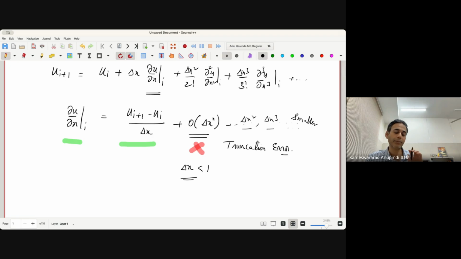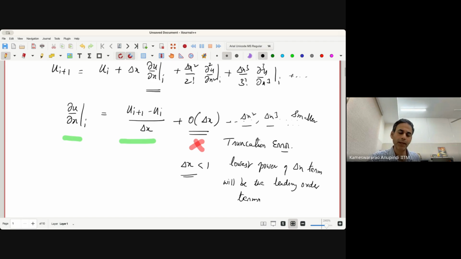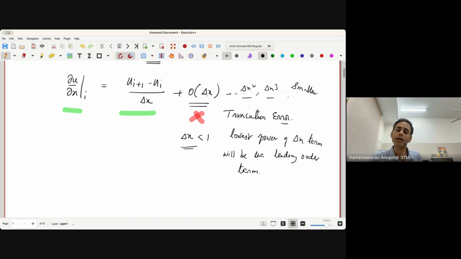So as a result, the lowest order term which we are neglecting in the entire series is going to be the leading order term. Essentially, the lowest power of delta x term will be the leading order term. Okay, so that's what we said. In the terms that we are neglecting, it is order delta x to the power 1.